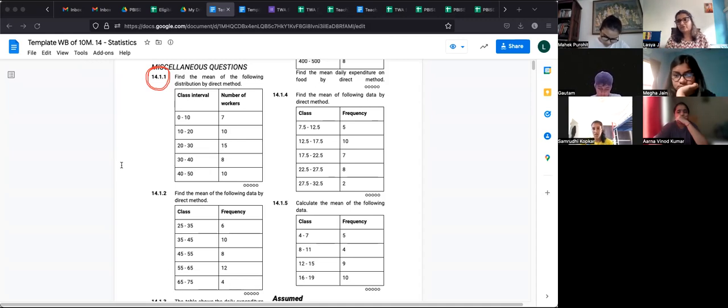Sigma fx क्या आया और sigma f क्या आया? No, ma'am. Just calculating 1 minute. Okay. तो उसे पता चल जाएगा like where the issue is. It gets easy to correct. No, I realized my mistake. Okay. Actually added it instead of multiplying.